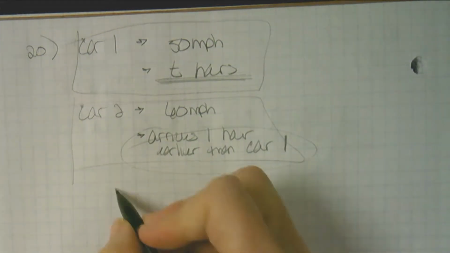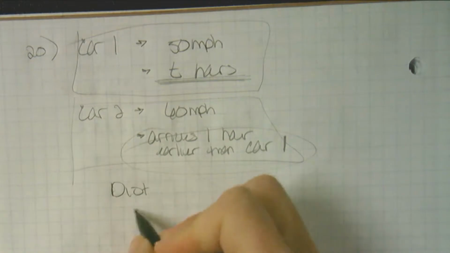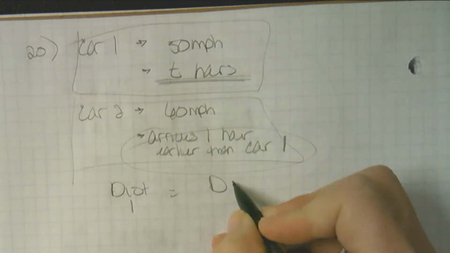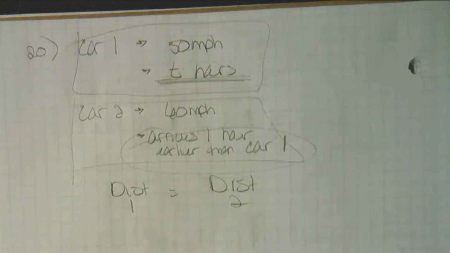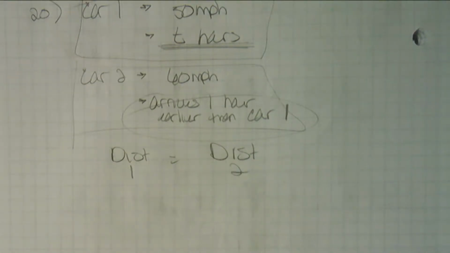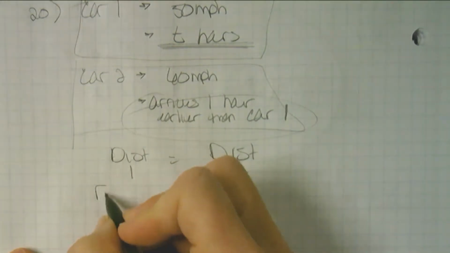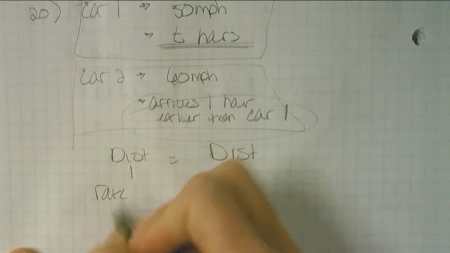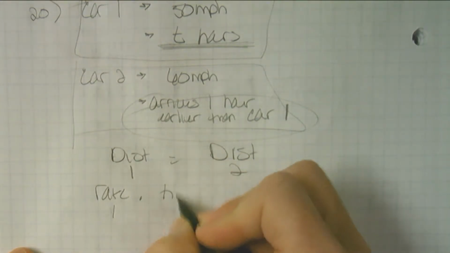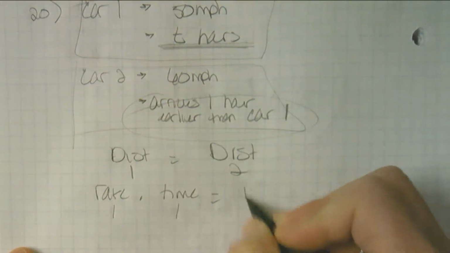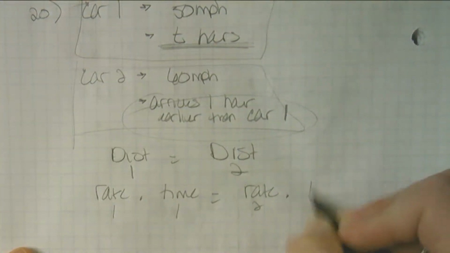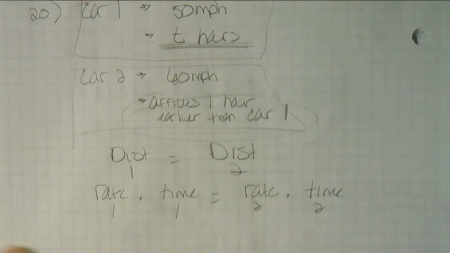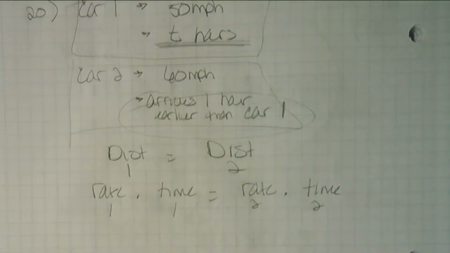All right, so what that means is that my distance of the first is equal to my distance of the second, which is the game plan they gave us. They told us that the rate of 1 times the time of 1 is equal to the rate of 2 times the time of 2. So, Colin, I do need that information, don't I?